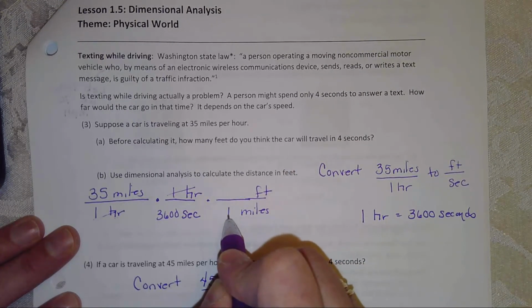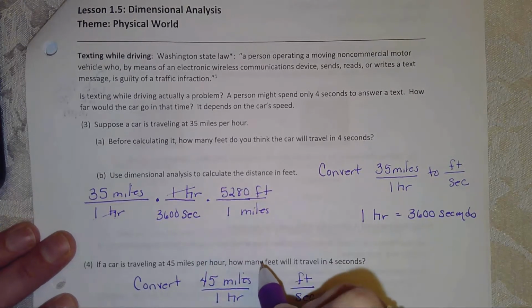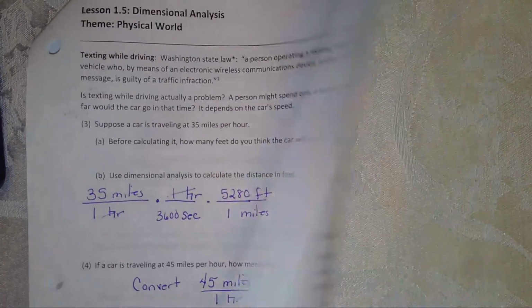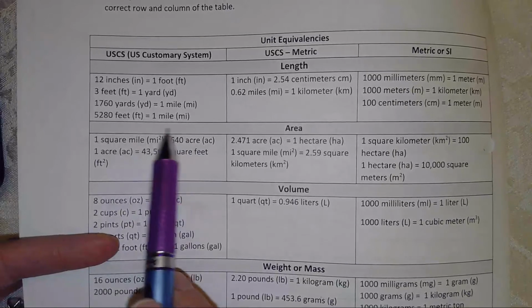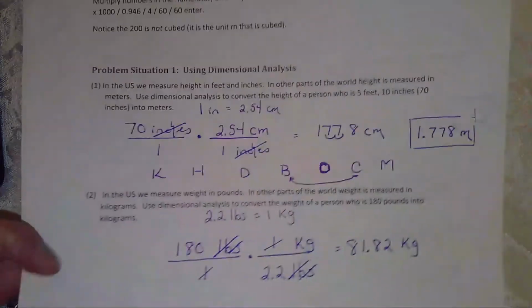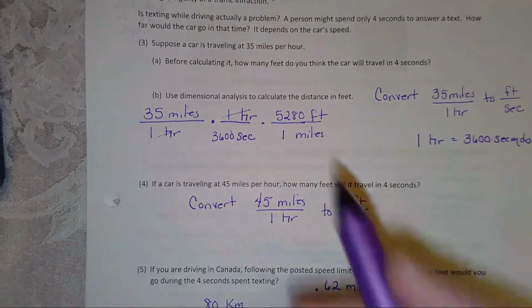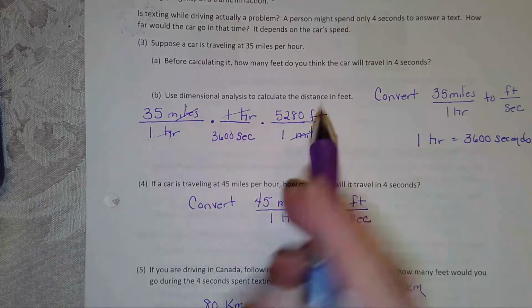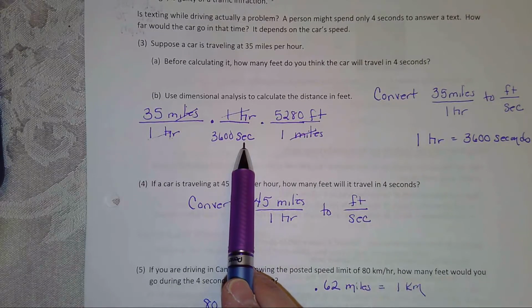So in 1 mile, there's 5,280 feet. And you can just look up that number on the previous page. Here, I'll show you the chart I'm talking about. There's a chart right here that you'll be given, so you don't have to memorize any of those. So right there you can see in 1 mile, there's 5,280 feet. Okay. And now the miles will cancel, and I'm just left with feet on the top and seconds on the bottom.